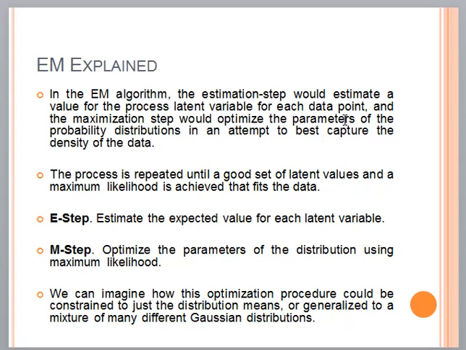So we have two steps, the E step and the M step. The E step is for estimation and the M step is for maximization, in order to figure out the best parameters for the model. We can imagine how this optimization procedure could be constrained to just the distribution means or generalized to a mixture of many different Gaussian distributions.